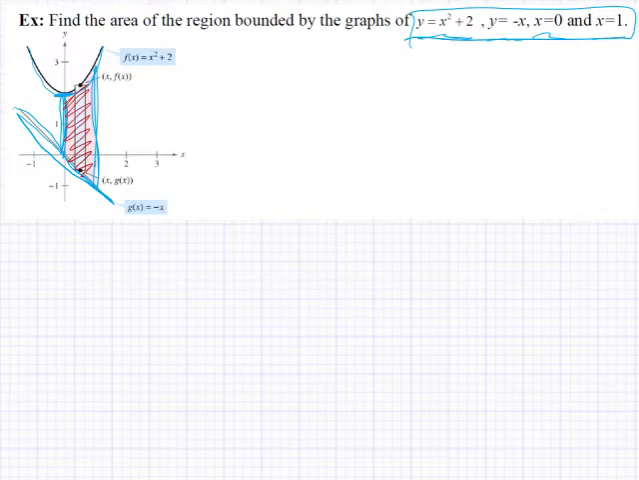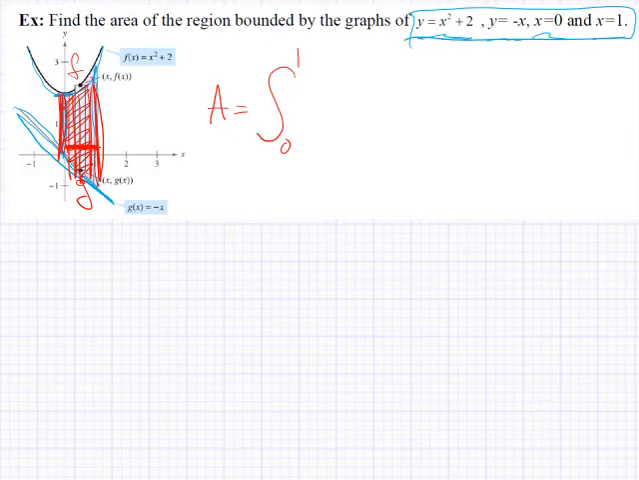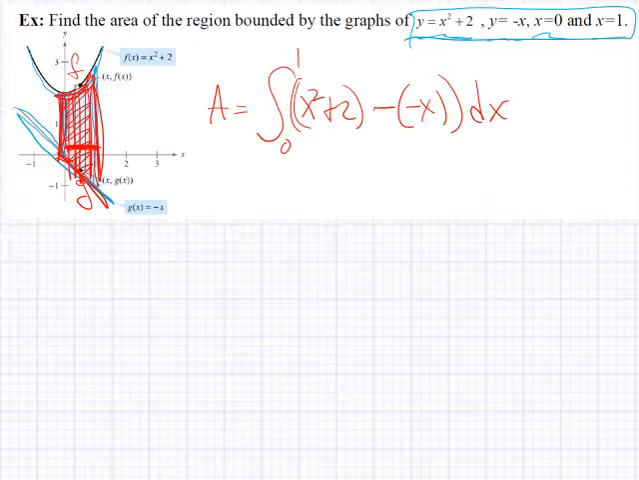So that space that we're trying to find the area of is sitting right here. And so what we see here is this is the top function, let's say f. This is the bottom function, let's say g. And here's the interval from a to b. So based off of everything that we've discussed, the area should be found by doing the integral from 0 to 1. That's the width here. So the width goes from 0 to 1. And then the height component of this is the difference between the two functions, which would be x squared plus 2 minus negative x dx. So this is f minus g.